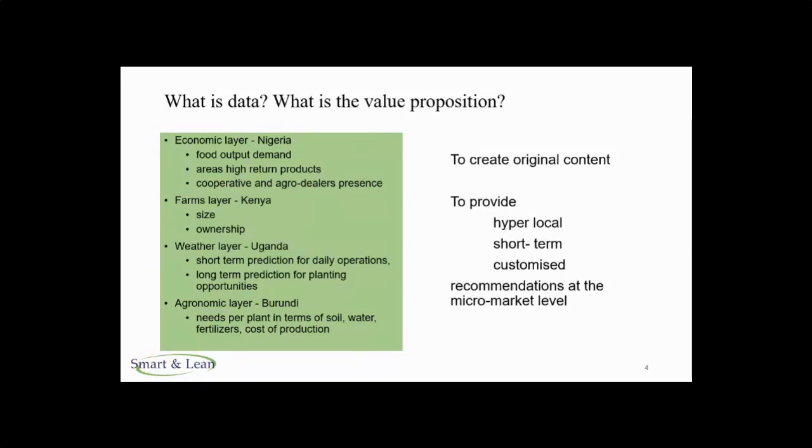The third layer is the weather layer, from Uganda, to be able to make short-term predictions for daily operations for farmers and long-term predictions for planting opportunities, to give the farmers the information they need to make the right kind of farming decisions. The fourth layer, the agronomic layer from Burundi, is about soil, about water, about fertilizers, cost of production. Aren't they quite important for agriculture? Aren't they?